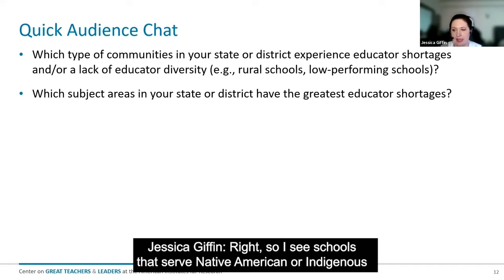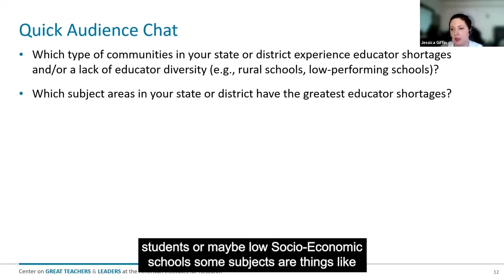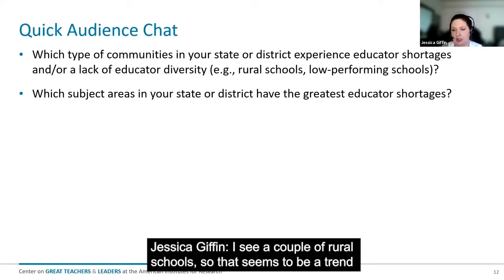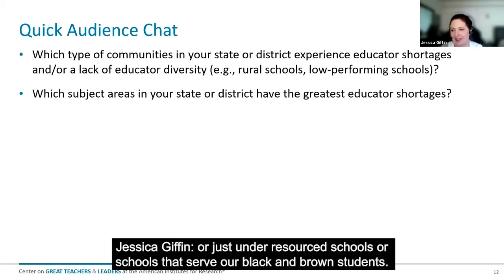All right, so I see schools that serve Native American or Indigenous students, or maybe low socioeconomic schools. Some subjects are things like the sciences or math, so those STEM fields, as well as special education. Seen a couple of rural schools, so that seems to be a trend, or just under-resourced schools or schools that serve our Black and Brown students.